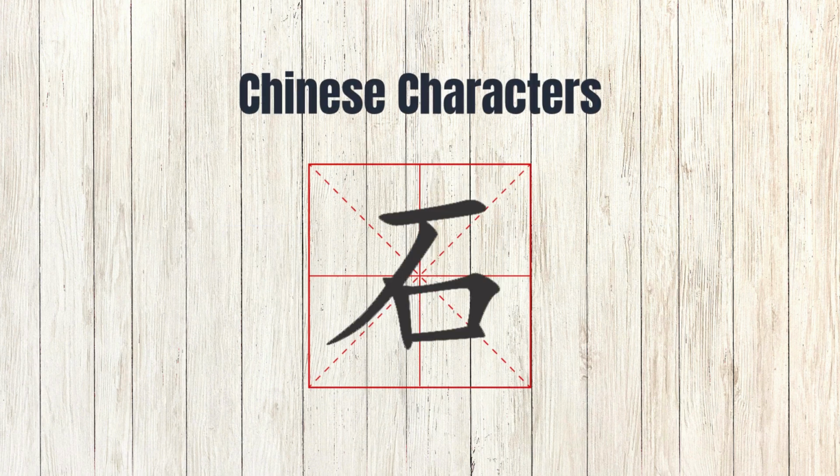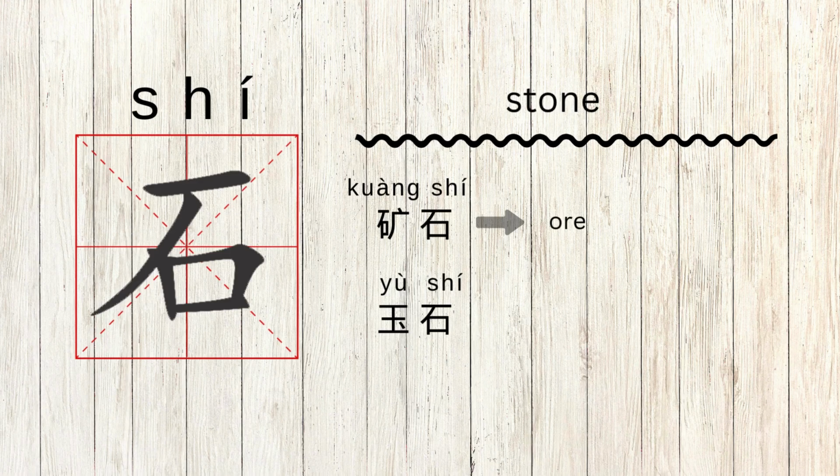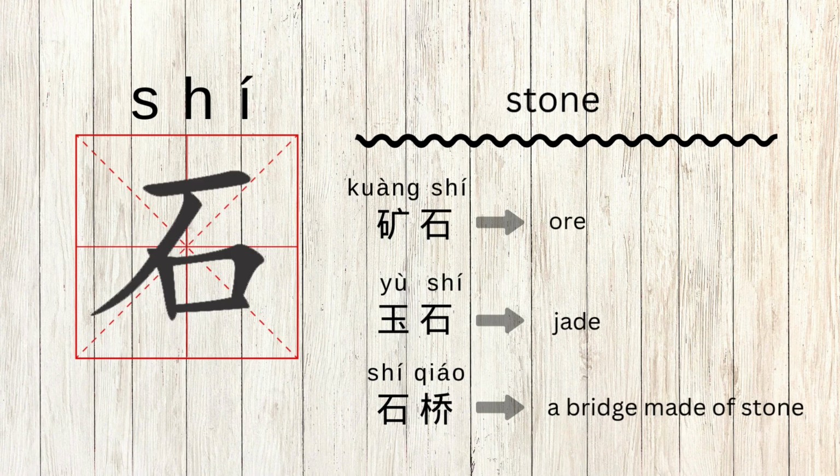Today, we are going to explore an ancient Chinese character. Its pronunciation is 石, it means stone. When this character is combined with other characters, it forms many common words. For example, 矿石 means ore, 玉石 means jade, 石桥 means a bridge made of stone.